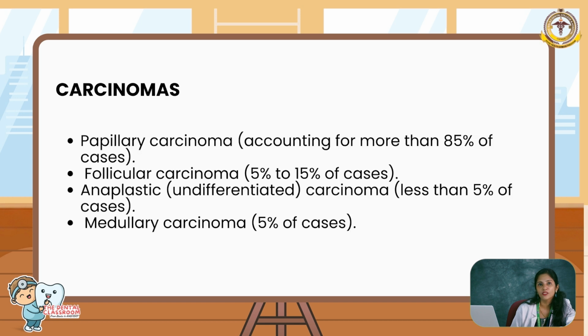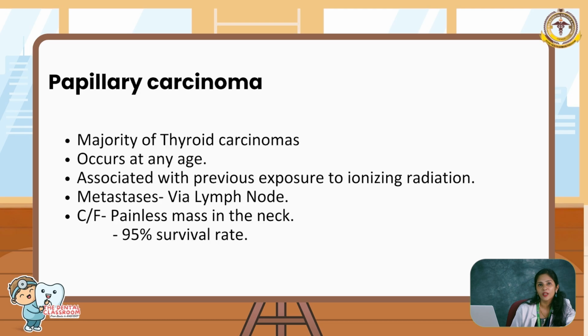So carcinomas, there are 4 main carcinomas in the thyroid gland. First is papillary, second is follicular, third is anaplastic, and the fourth is medullary. So papillary carcinoma is the most common of the primary thyroid carcinomas. It occurs at any age, associated with previous exposure to ionizing radiation. It metastasizes via lymph node. So clinical features, patient will be presenting to you with painless mass in the neck, and survival rate is 95%. It has very good prognosis.